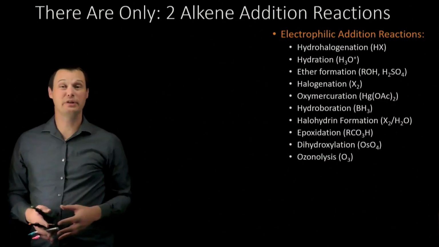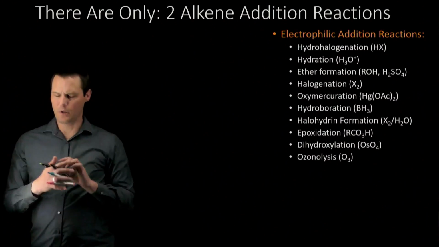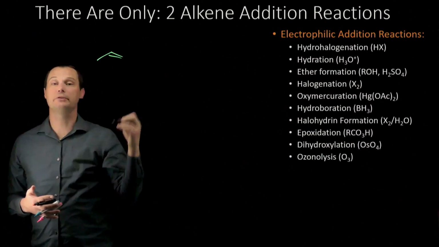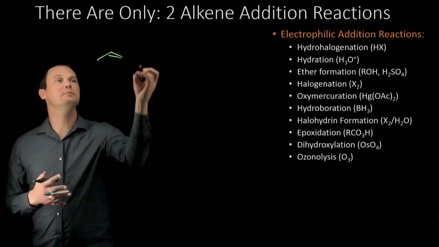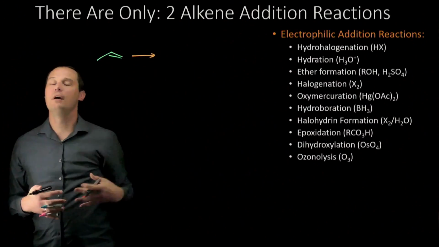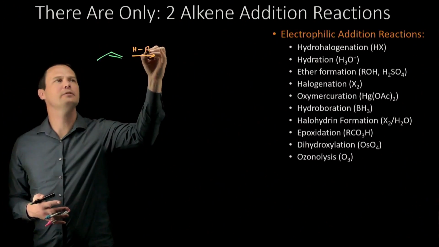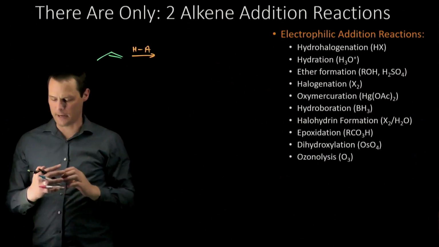So what do I mean there are only two alkene addition reactions? Let me show you. All of our alkene addition reactions start with some kind of alkene as the start material. The only difference is what it is being reacted with, what the electrophile is. For one class of alkene addition reactions, we are reacting it with some kind of acidic hydrogen. We'll call it just generic HA.